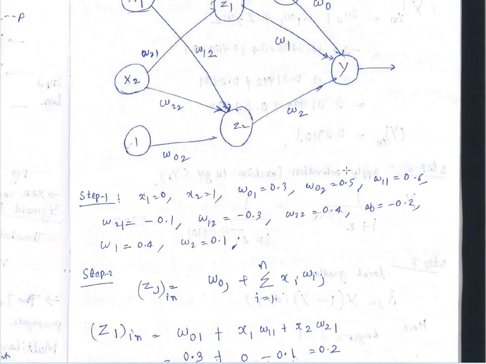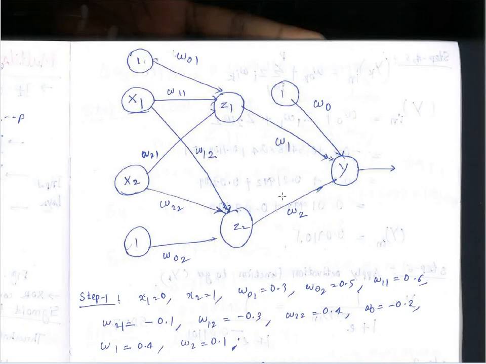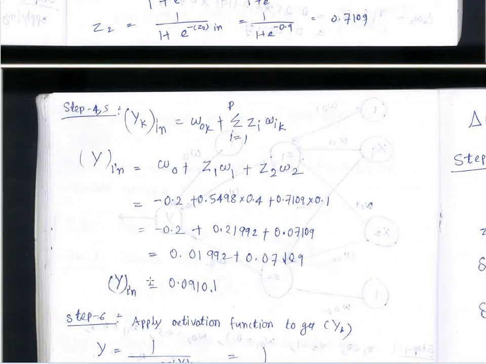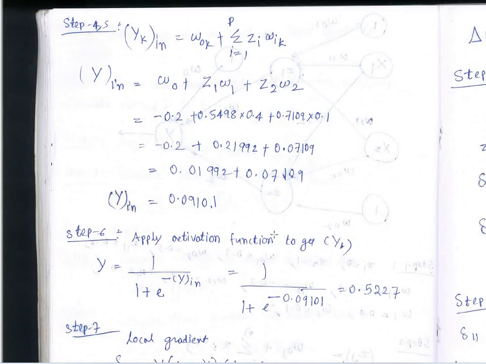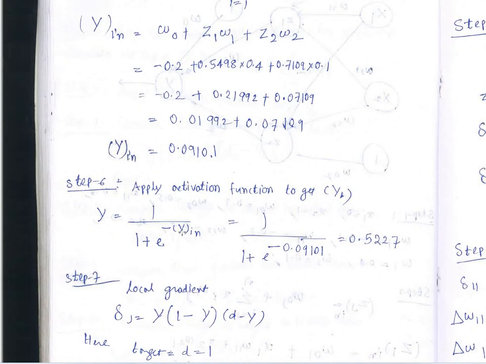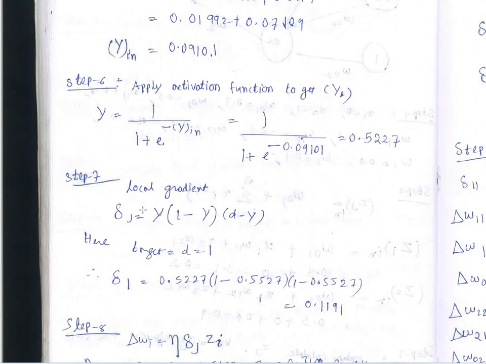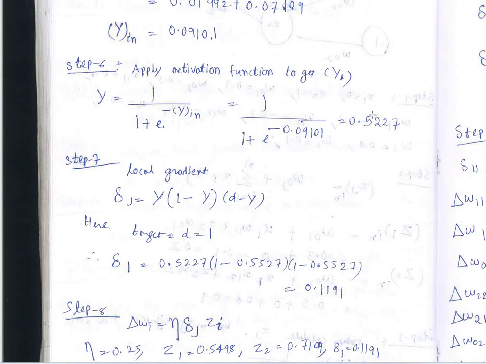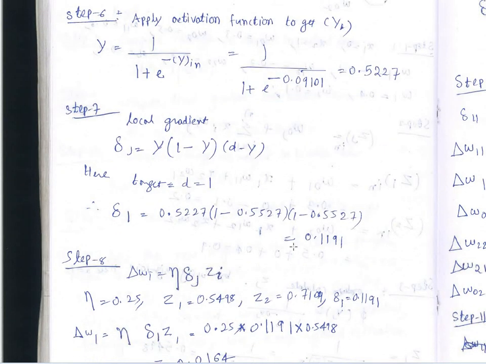Now yk in, as per the diagram, is equal to Z1 W1 plus Z2 W2 plus W0, right? So all the values we have, we find y in, and applying the sigmoid activation function, we get the value for y also. And then as per the algorithm, we find the local gradient del j, with target given d equal to 1. So del 1 is the y value we have, 0.5227, into 1 minus the y value, into d minus the y value. We get this value for del 1.